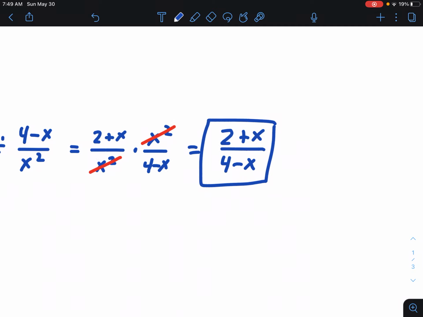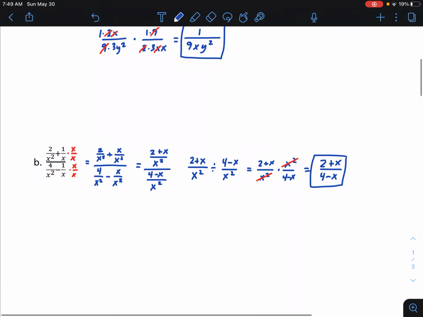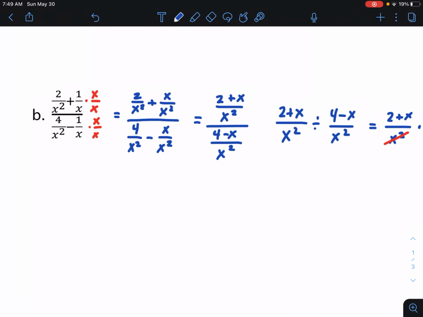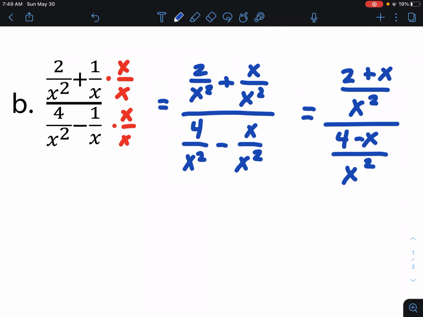Okay, so there is a second method for doing this that you might like better. And I'll show you how to do that. So one thing to think about is we know that our common denominator is going to be x squared. And this method is pretty similar to what we just did, but it's just kind of a little shortcut method. So I'm going to go ahead and write the problem again.